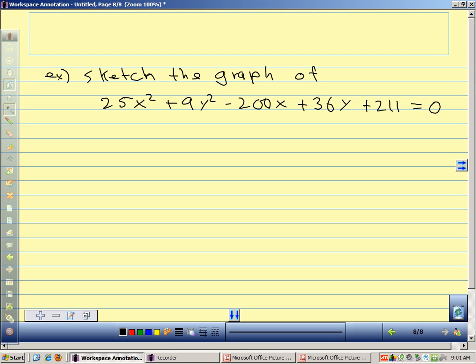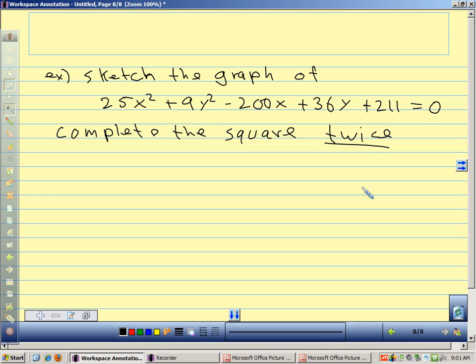Usually the problems will tell you what kind of graph you have. Our clue here that this is an ellipse is we have this 25 in front of the x squared and a 9 in front of the y squared. So we have different numbers in front of the x and y. So that tells us we're going to have an ellipse. In order to solve this problem, we have to complete the square twice.